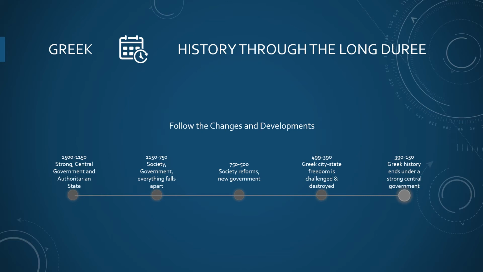So now what we see here are we've replaced the names of the ages with social developments within each age. So 1500 through 1150 BC, there is strong central government and the authoritarian state. The dominance of Mycenae itself, Pylos, and several other of the Mycenaean cultural centered states. So the cities, the citadels that controlled wide areas of the Peloponnese and Greek mainland.